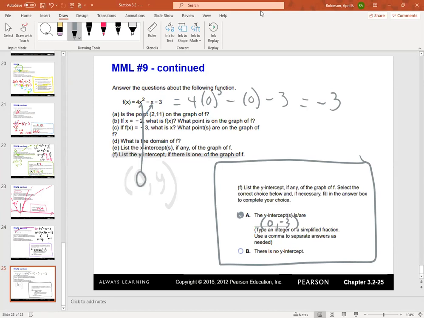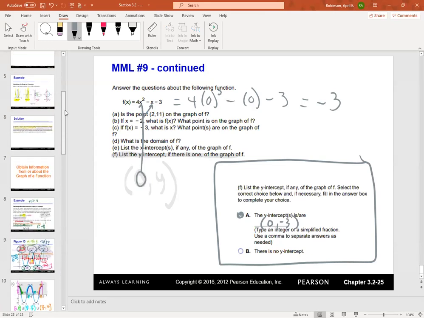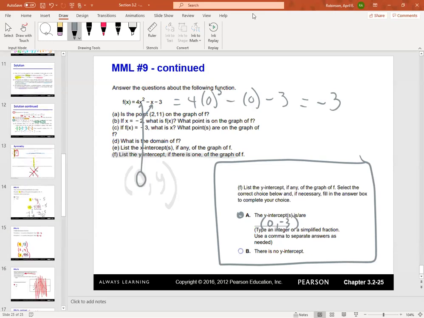Could you go over number 4? Number 4 from my PowerPoint or from my Mymathlab? Mymathlab. I couldn't do it. Okay, from this section? Yes, 3.2. All right, let me see if mine's still open.